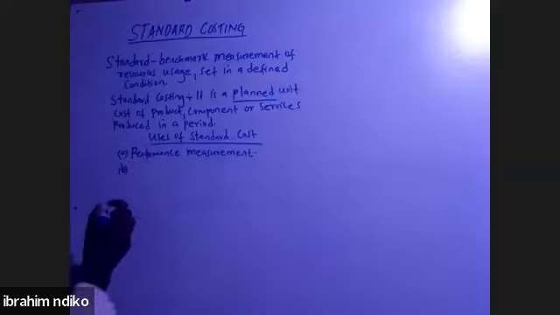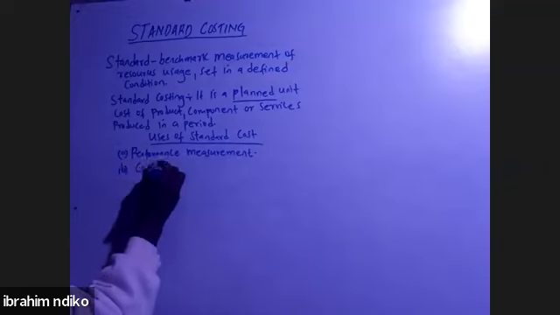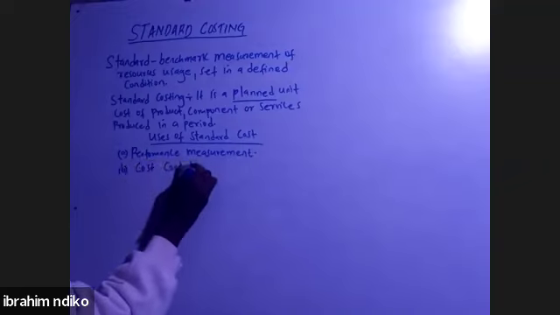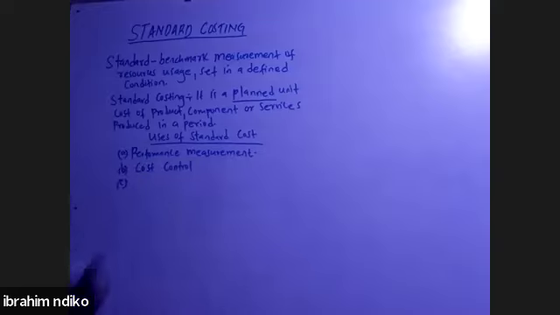Number two, cost control. Once we do our performance measurement and we see that there's a deviation from a particular item, then we can come up with a control mechanism to control that cost. That comes in once we have the performance measurement in place.